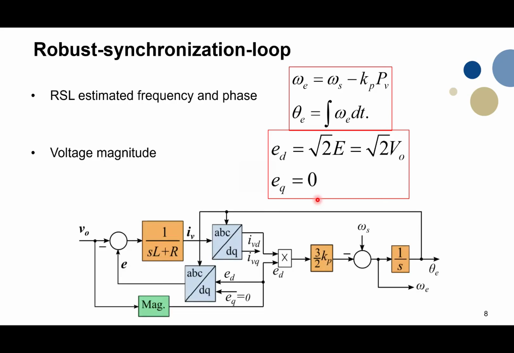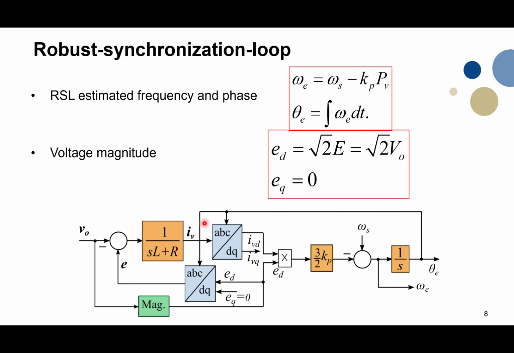And we can present it in the block diagram. So what we see here, we have our input voltage. This is the PCC voltage, and this is the estimated voltage that our RSL, robust synchronization loop, estimated, and we feed it through the virtual impedance that gives us this virtual current.